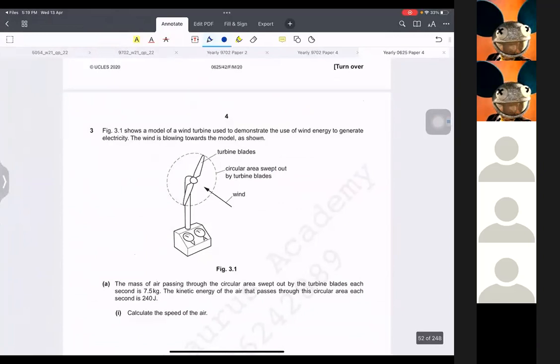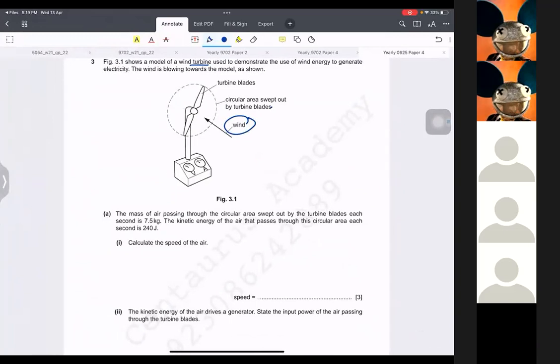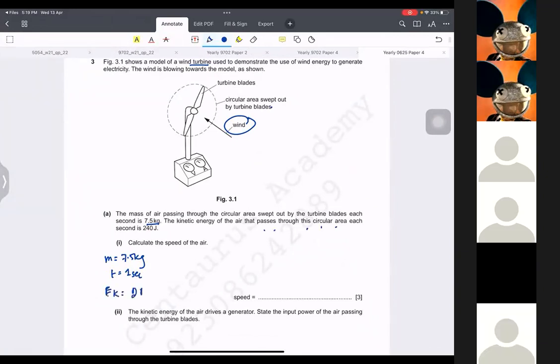It says show the model of a wind turbine, demonstrating how wind energy generates electricity. There is wind, there is a cross-section area. So it says the mass of air passing through the cross-section area each second is this. So mass is 7.5 kg, time is 1 second. The kinetic energy that passes through this circular area is this. So the kinetic energy is equal to 240.